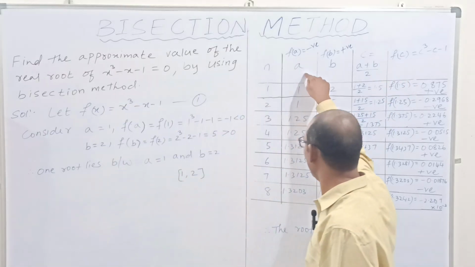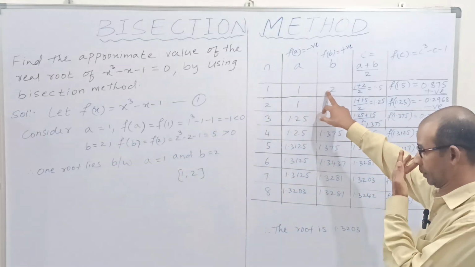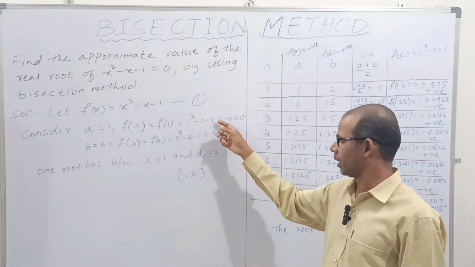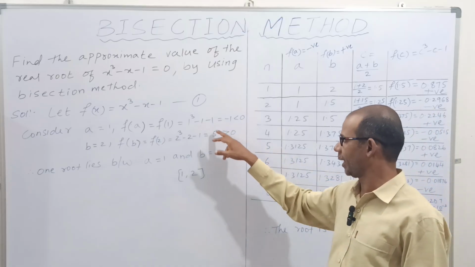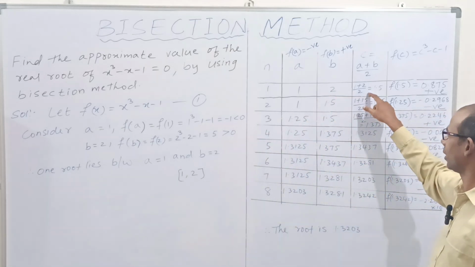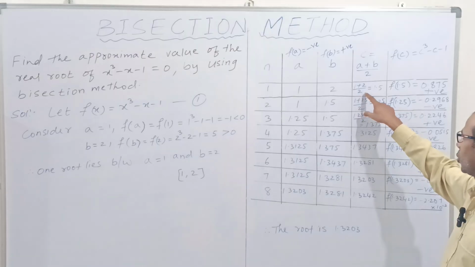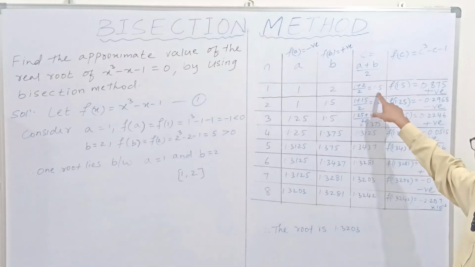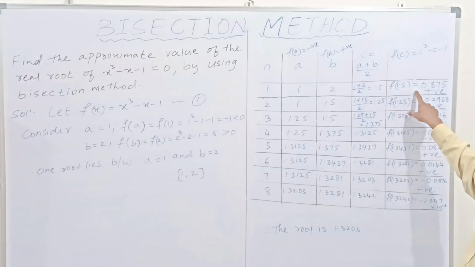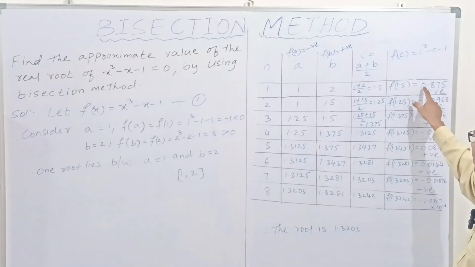So now we have a value 1 and b value 2. So a is equal to 1, b is equal to 2. Since the function values at a and b are of opposite signs, we can say that the root lies between a and b. So therefore, we go for the first iteration. So c is a plus b by 2. So 1 plus 2 by 2, that is 3 by 2, it is 1.5. Then the function value at this 1.5 is equal to 0.875. So we got the function value as 0.875.